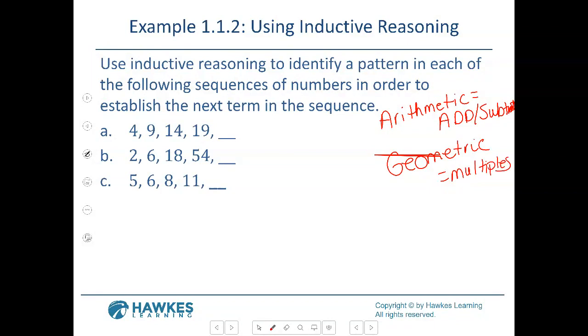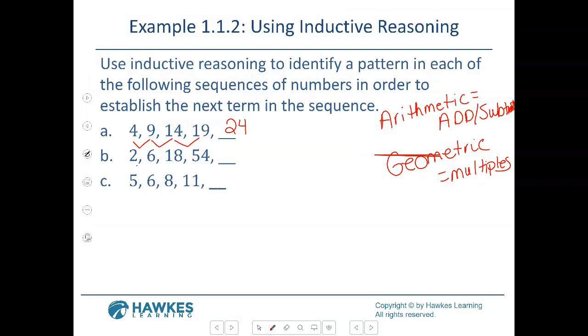So 4, 9, 14, 19. What do you do to the 4 to get to the 9? What can you add to the 9 to get to the 14? What do you add to the 14 to get to 19? Each time you're adding 5, so the next number would be 24.